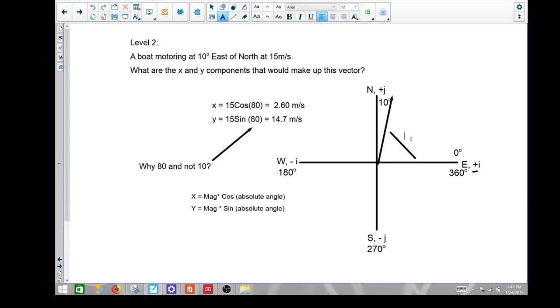And we would continue that all the way around, no matter where the vector is, measure out the 80. So it goes from here to here, 90, 180, 270, 360. We take it off the east mark. So the angle could be as large as 360. And then this formula automatically gives you the x and y components. And that ends this pretty straightforward level 2 question. Thank you.